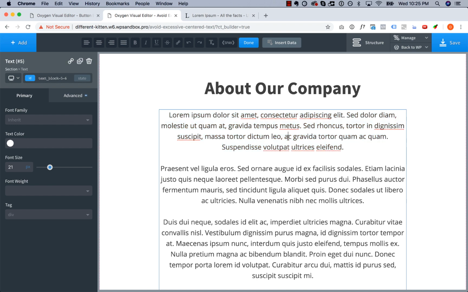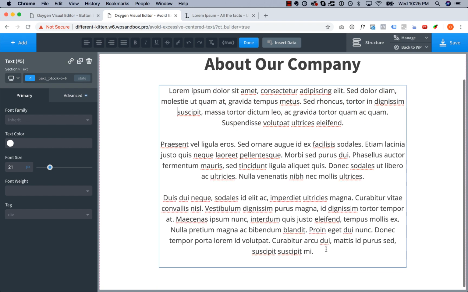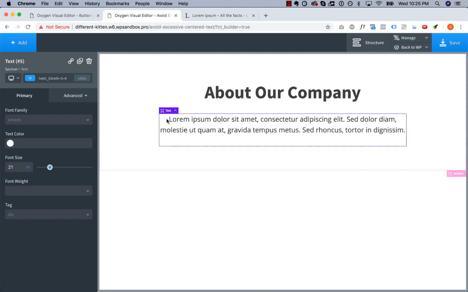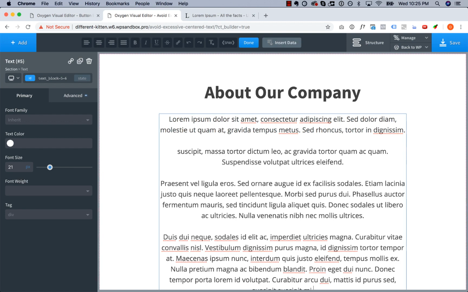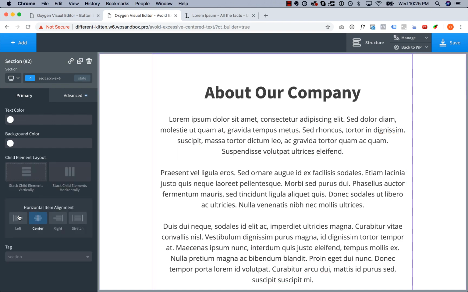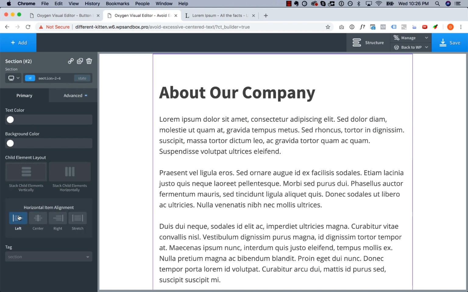Now, using centered text is okay if you're just writing a couple lines of it, because it doesn't matter where the lines start and end. It's obvious this is the first line, and this is the second line. The eye doesn't need any help finding these lines. But when you're using a lot of text, it's going to look much better if it's left aligned.